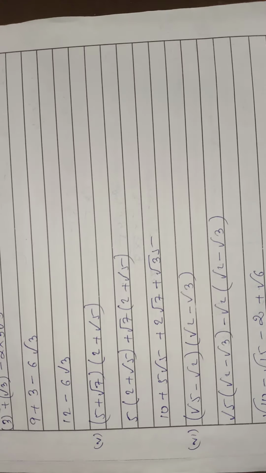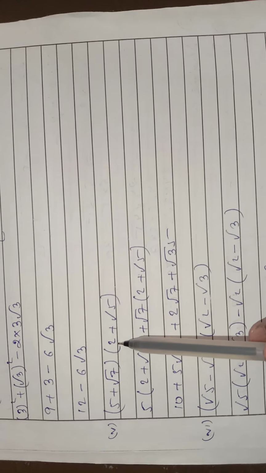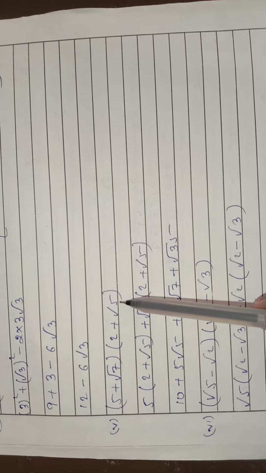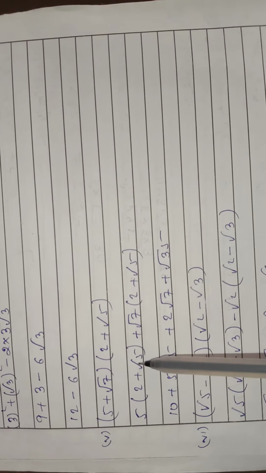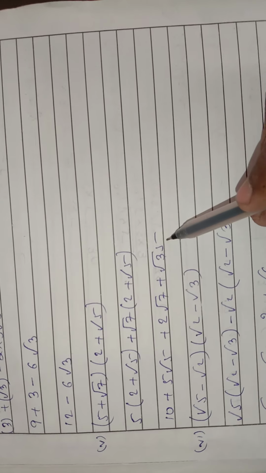Here, what do we have to do? 5 multiplied by both the numbers, root 7 multiplied by both the numbers. 5 2s are 10, 5 root 5, 2 root 7, 7 5s are 35, and this is your answer.